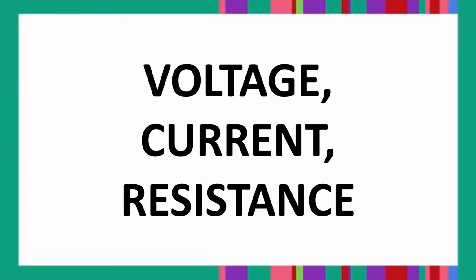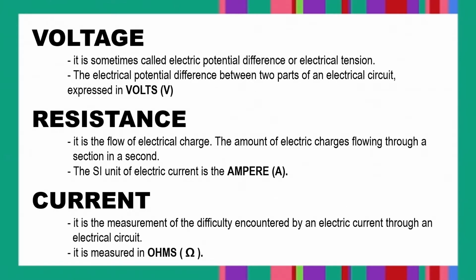Today, we're going to discuss the definition of voltage, current, and resistance, as well as how we are going to calculate these variables using Ohm's law. But before that, let us define the following variables, such as voltage. It is sometimes called electric potential difference or electrical tension.